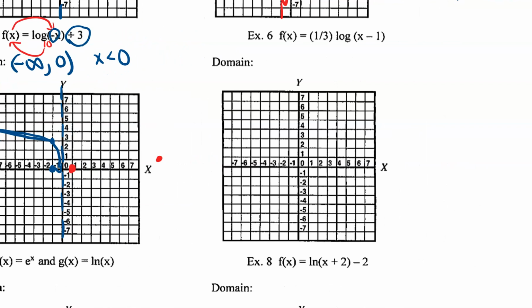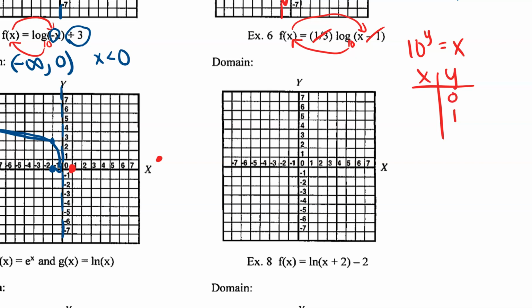Okay, next one. Same base. Since it's not written, we have a base of 10. We're going to ignore the 1/3 and ignore the -1 as we convert to exponential form, and then we'll deal with those later. So this will be 10 to the y power equals x, and y. Plug in 0, plug in 1. We might need to plug in some more things on this one, but for now we'll just do 0 and 1. 10 to the 0 power is 1. 10 to the first power is 10.